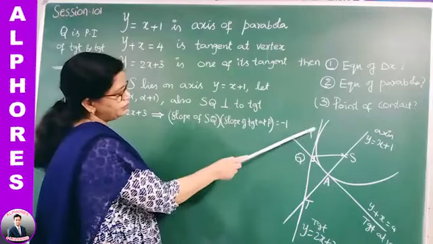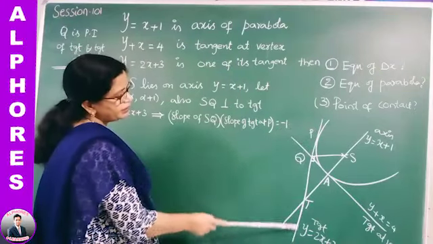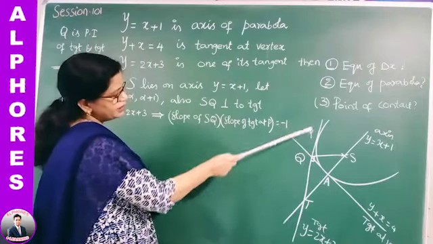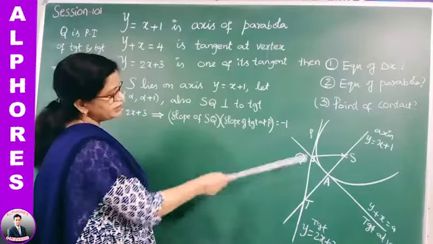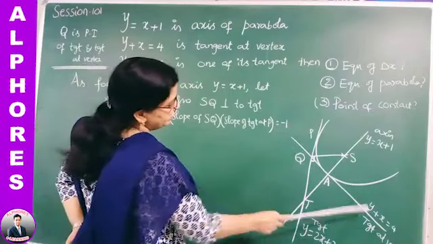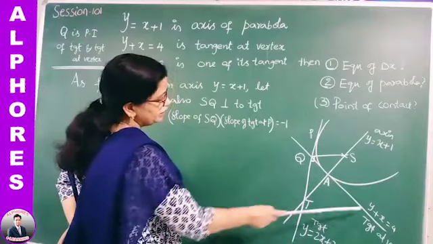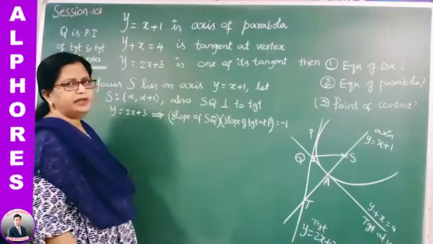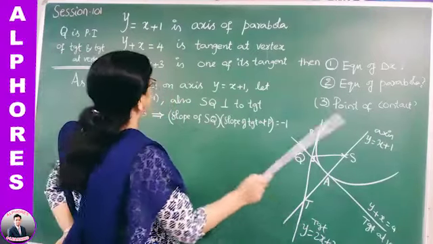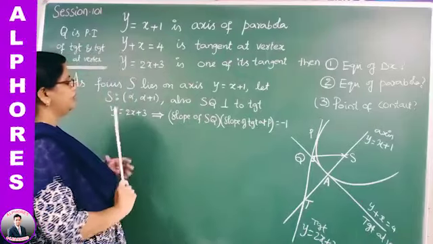First of all, the Q value you can already find, because of what nature? This is nothing but the point of intersection of the tangent and the tangent at the vertex. So both the equations are known, given. Therefore, you can clearly find the coordinates of Q. So what are the coordinates of Q?